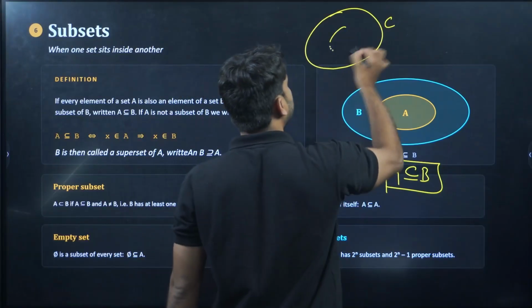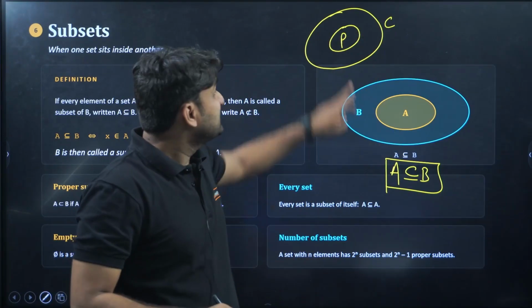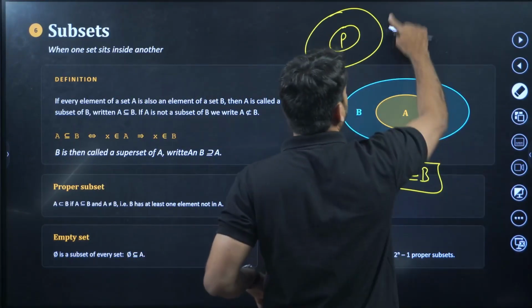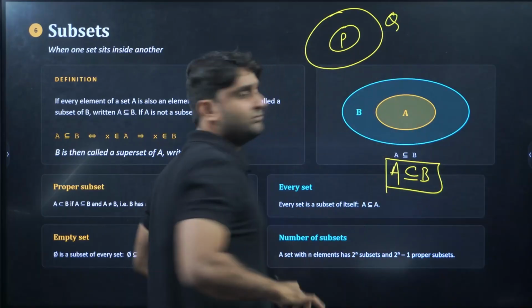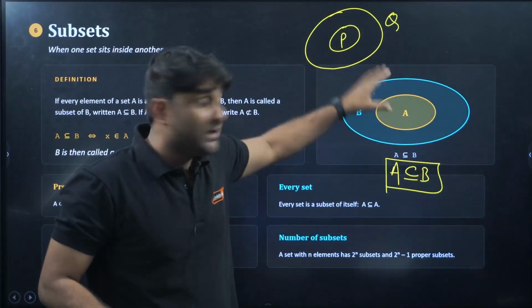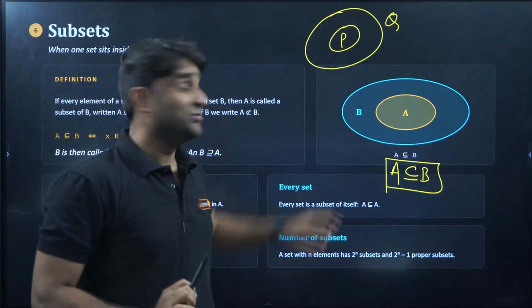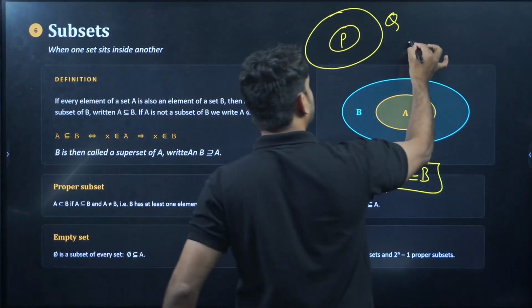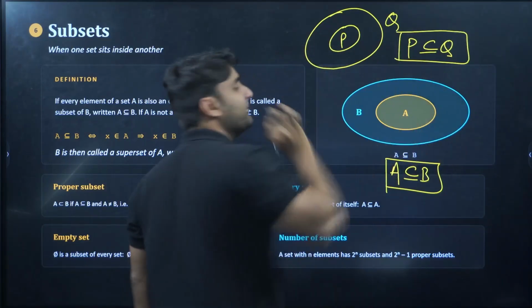And this is set P. So my dear, set P. Let's change C, because C looks like the symbol of a subset. So let's change it. This is Q. Q is a set and P is also a set, but P is present inside Q. So basically P is a subset of Q. So we can write here P is a subset of Q. This will be the representation.